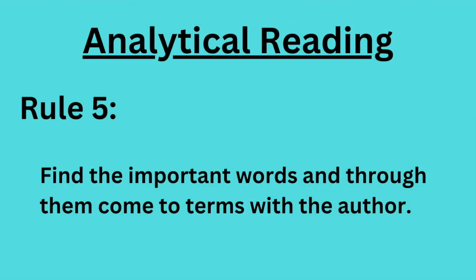So here is Stage 2's first rule covered in the last video from the chapter Coming to Terms with an Author. Rule 5, find the important words and through them come to terms with the author. In that chapter, the authors tell you how to determine which terms the author uses that you need to define precisely as the author intends them to be understood. Please watch that video if you're curious about it. Now we're going to move on to the last part of this stage covered in Rules 6, 7, and 8.